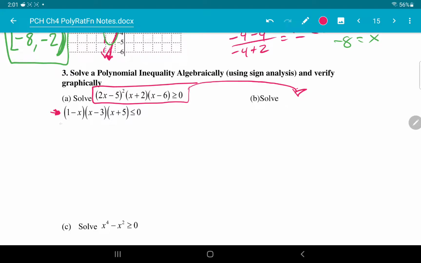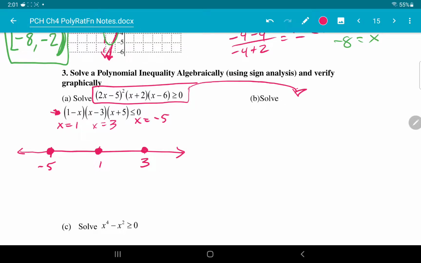Okay, so we see here that we have x-intercepts at 1, at 3, and also at negative 5. And so what we do is we build our sign analysis chart. Since we're solving algebraically, we have negative 5, 1, and 3. Since the inequality says less than or equal to 0, you can include your zeros. I'm going to give those solid dots, saying we can have that as part of our solution.